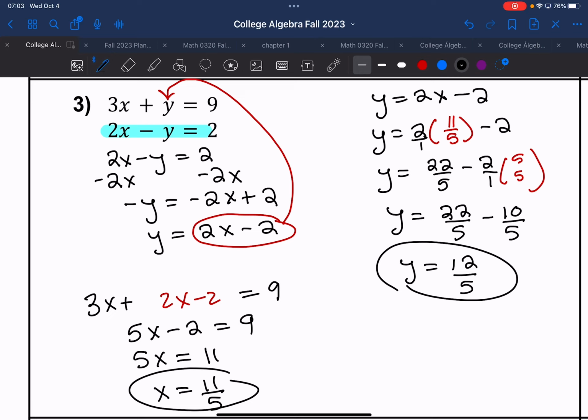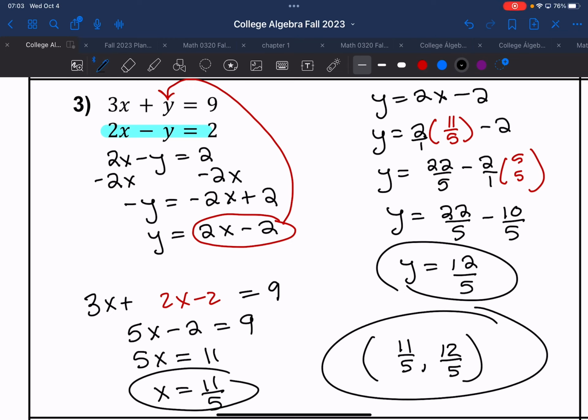And if I have to write this as a point, my point would be 11/5, comma 12/5. Good. Remember, if I have a solution, meaning I have both x and y, I have to write my final answer as a point. So that point would be like one solution at that point. Correct. So it would look like a graph that crosses at that point, 11/5, comma 12/5.